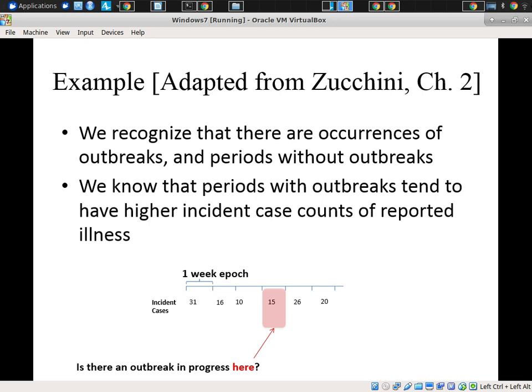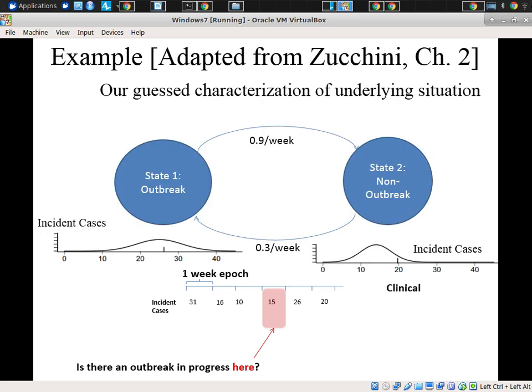For some of the methods we'll use with HMMs, what we're going to actually say is, what's the probability for a given week that there's an outbreak going on? What's the probability for this week there's an outbreak? In other cases, we're going to try to find the single most likely sequence. Probably the single most likely sequence is no outbreak, no outbreak, no outbreak, outbreak, outbreak, no outbreak, etc. Okay? This is the challenge that confronts us with hidden Markov models.